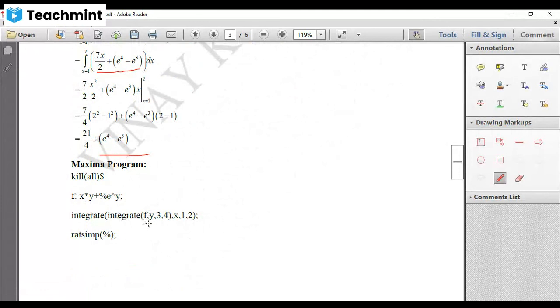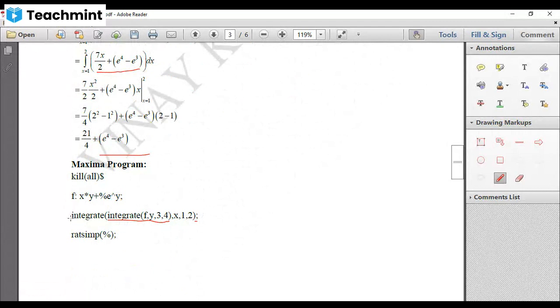f. You are integrating with respect to y first. So comma y varies from 3 to 4. So 3 comma 4 within bracket. So first it evaluates this according to BODMAS rule, right? Then afterwards, comma, that answer will be integrated with respect to x. Therefore, comma, after this you have to put comma x, variable x, comma, varying from 1 to 2. So 1 comma 2. Close the bracket and use semicolon to display this answer.